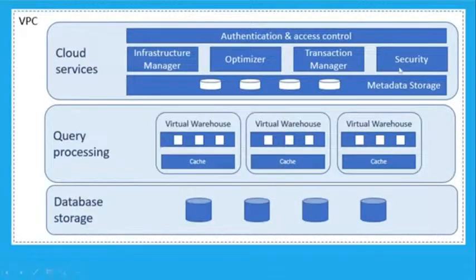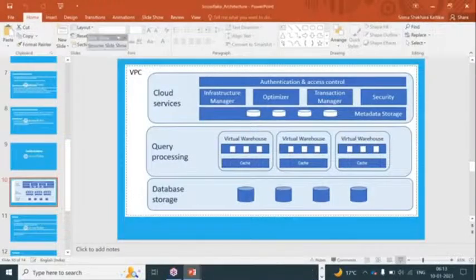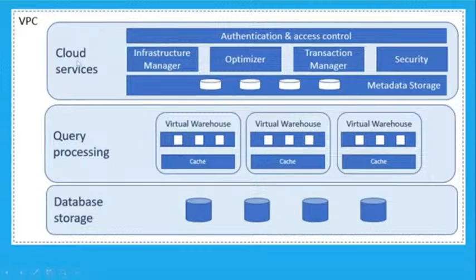We have three layers in the Snowflake architecture. One is the cloud services layer. Another one is the query processing layer. The third one is the database storage layer. Let me repeat once again.